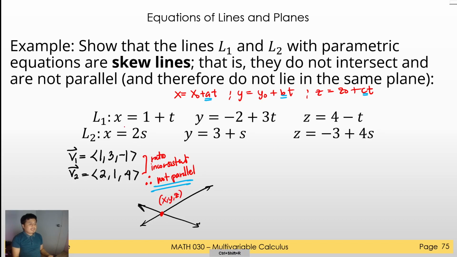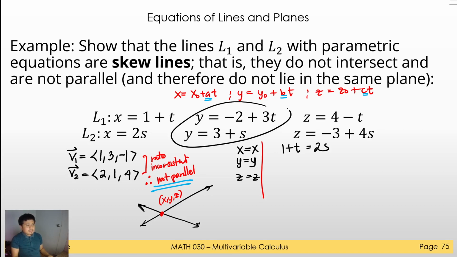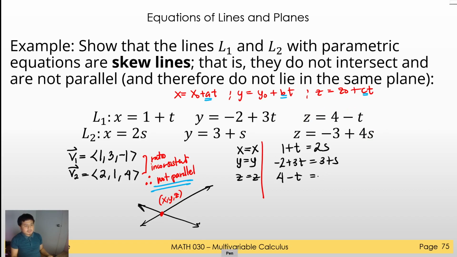So therefore, we could equate the x's. So we have x is equal to x. And that will be true also for y and then z. So this will be an equation wherein we want to equate this 1 plus t and 2s. So we have 1 plus t is equal to 2s. And then for this one, negative 2 plus 3t is equal to 3 plus s. And then this one, 4 minus t is equal to negative 3 plus 4s.